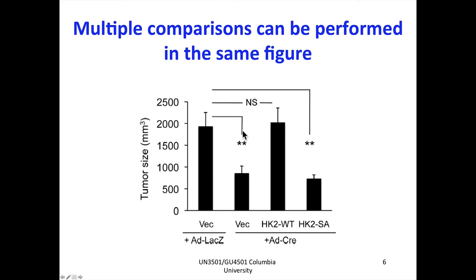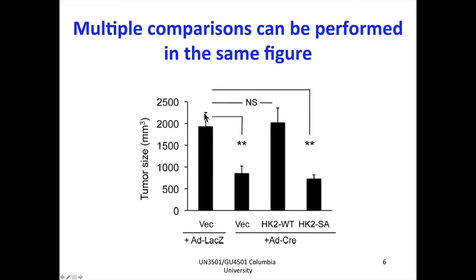Now, because they want to draw our attention to this comparison between the LAC-Z and the AD-CRE treatments in these first two bars, they draw a line and then they show that this comparison meets a certain threshold of statistical significance indicated by the two asterisks. That's a common way to say, yes, these two comparisons are significantly different.